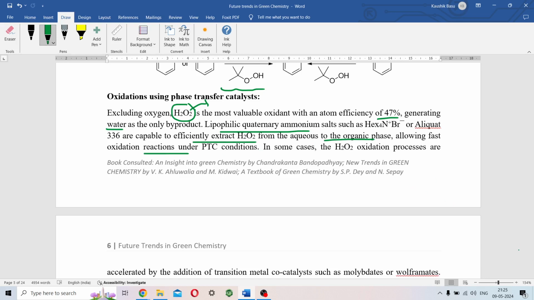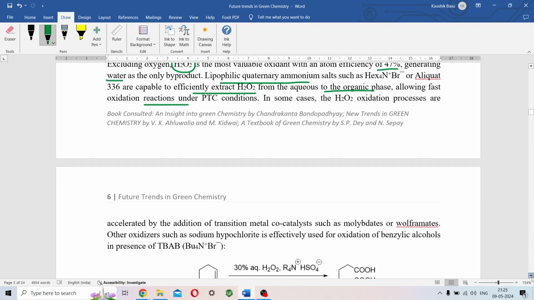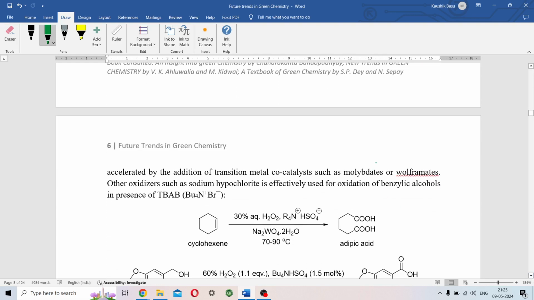These processes are sometimes even more facilitated by addition of transition metal co-catalysts such as molybdates or wolframates, and we have already seen an example of this when we were talking about the green oxidation of adipic acid in the beginning of our course. So we have taken cyclohexene, and now we are oxidizing this with 30% aqueous H2O2 in presence of a phase transfer catalyst, and sodium wolframate dihydrate is present as a facilitator of the reaction. At 70 to 90 degrees centigrade, we can efficiently generate adipic acid from cyclohexene.